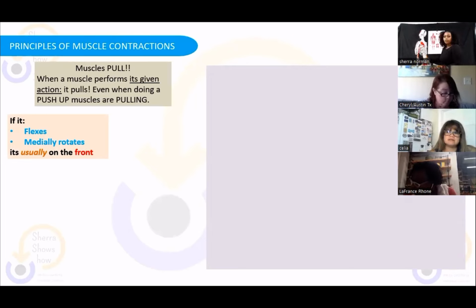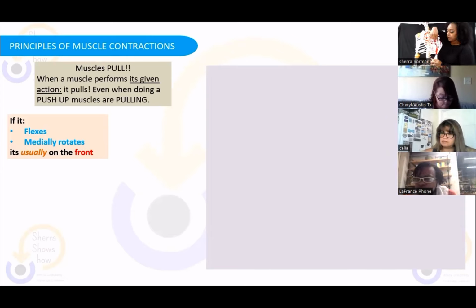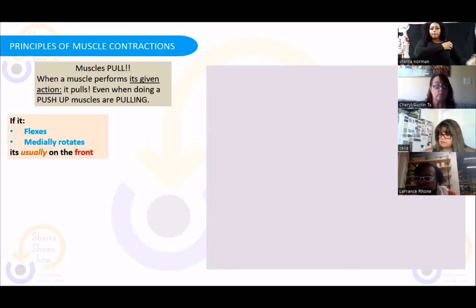When we talk about flexion, like flexing the shoulder, flexion generally goes this way. So it's going to pull into flexion. It's going to be on the front of the body because it has to pull into flexion. When we talk about medial rotation, looking at the front of the humerus, it's rotating inwards, or internal rotation. So that muscle has to be somewhere on the front, pulling into a medial rotation. Usually, I say usually because there are a few exceptions.